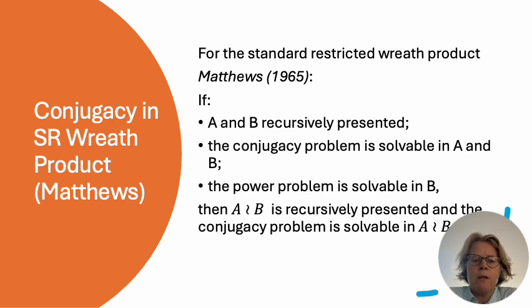Going back to the work of Matthews from 1965, she proved that if A and B are recursively presented groups and the conjugacy problem is solvable in A and B, and the power problem is solvable in B, so you can identify whether any element of B is a power of another element, then the wreath product is recursively presented, and the conjugacy problem is solvable in the wreath product.